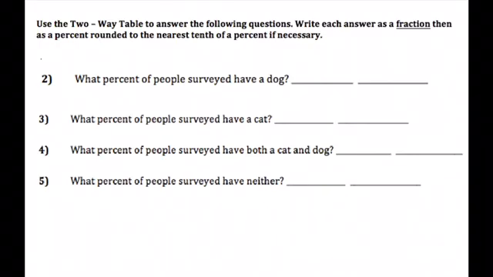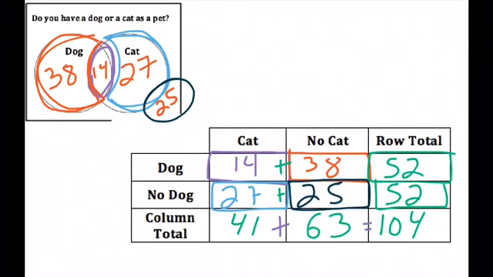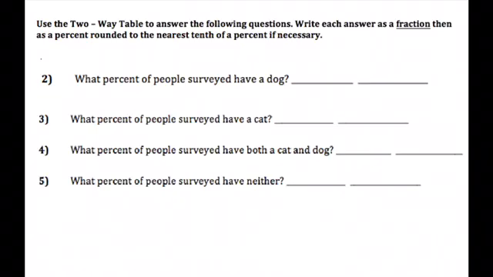Okay, number 2. What percent of people surveyed have a dog? First of all, we're looking at the fraction. What fraction of people have a dog? If I go back and look at this column, it's this one right here. How many people have a dog? It's that first row, 52 people. So 52 people out of 104 have a dog. Now, 52 divided by 104 is just a nice 50%.